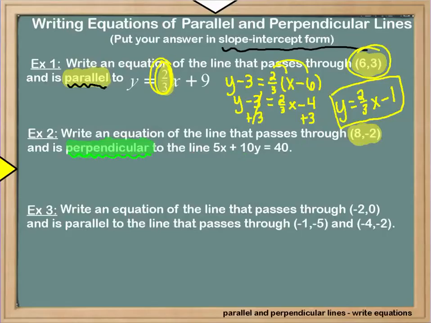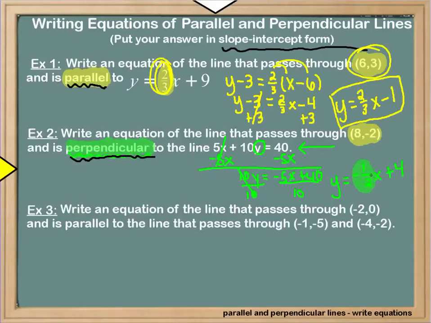So, the first thing I need to do is put this equation in slope-intercept form. I do that by getting y by itself. I subtract 5x from both sides of the equation and get 10y equals -5x plus 40. Divide both sides of your equation by 10 to get the equation as y equals -1/2 x plus 4. The slope of that line is currently -1/2.